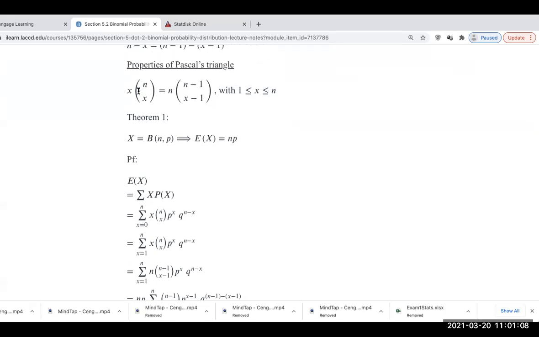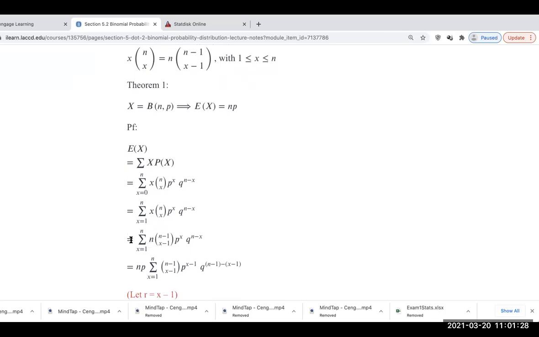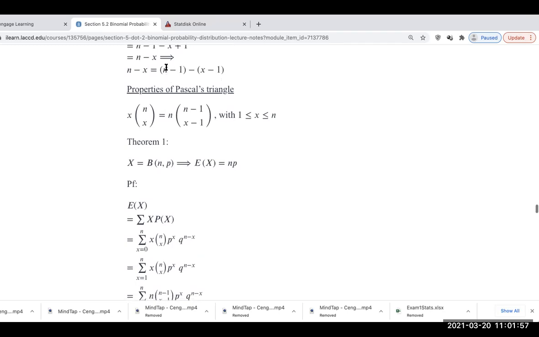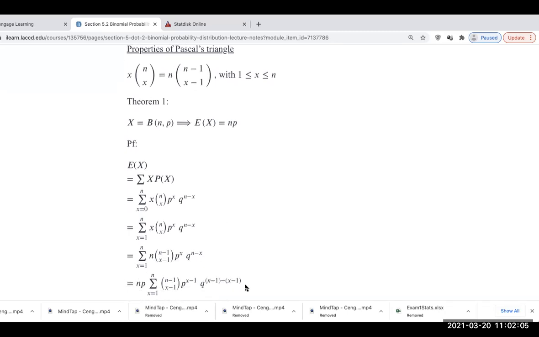By this property, the absorption property of Pascal's triangle, x times nCx is n times n minus 1 C x minus 1. So let's replace x nCx by n minus 1 C x minus 1. Let me bring an n, which is constant, outside the summation, and one of the p's outside the summation, which is also a constant. So this is equal to np times the sum, x equals 1 to n, of n minus 1 C x minus 1, p to the x minus 1, since I brought out one of the p's, times q to the, well, n minus x, by this algebraic fact, is the same as n minus 1 minus (x minus 1). So I'm going to replace this n minus x by n minus 1 minus (x minus 1).